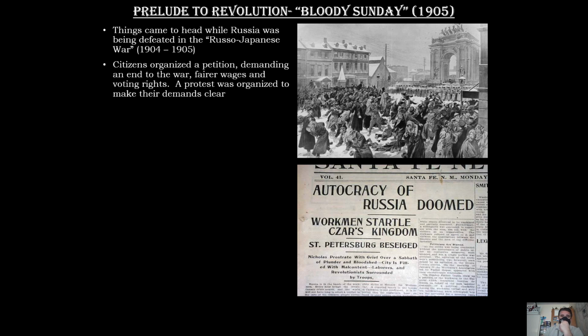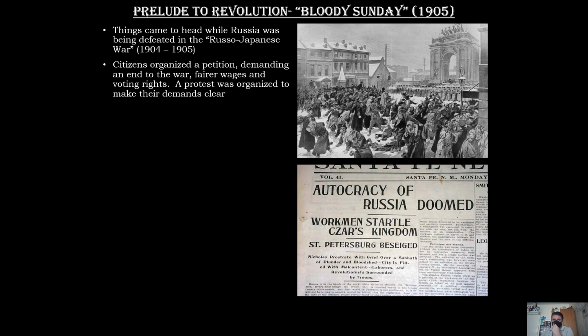So things are tense. They just lost a war. The government's becoming less and less popular. So citizens did what a lot of other citizens have done throughout history. They protest. They organize a petition. They're demanding an end to the war. They're demanding fairer wages. They're demanding voting rights. They actually march on the Tsar's palace, hoping to deliver this petition to him.